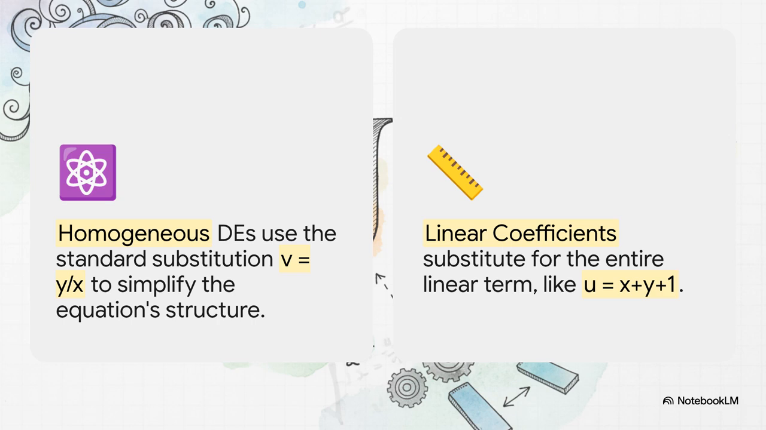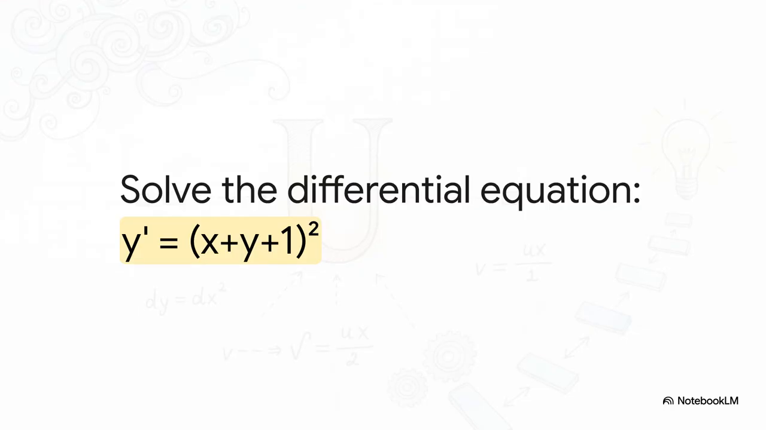But now, what if you see a different kind of pattern? Like maybe the expression x plus y plus 1 shows up over and over again. In a situation like that, we're not going to hunt for y over x. Our new strategy is to substitute for that whole linear chunk. Check out this example. y' equals (x plus y plus 1) squared. I mean, right away you can tell this is not homogeneous. There's no way you're going to wrestle a y over x out of that thing.